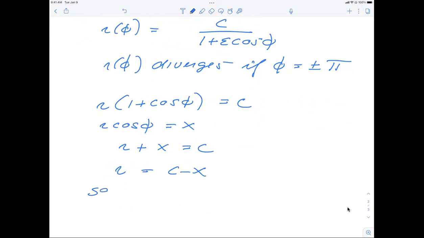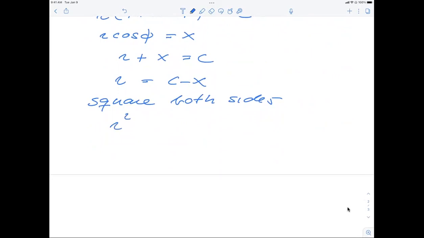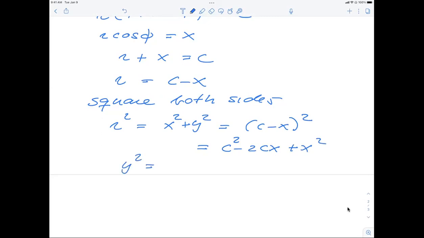And finally, we square both sides. If I do that, I get r squared, and r squared is nothing but x squared plus y squared. And that is equal to c minus x, squared, which is simply c squared minus 2 times c times x plus x squared. And you see now that the x squared term disappears. So what I get now is y squared equal to c squared minus 2 times c times x.